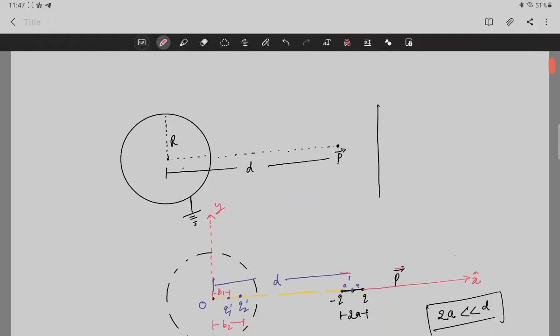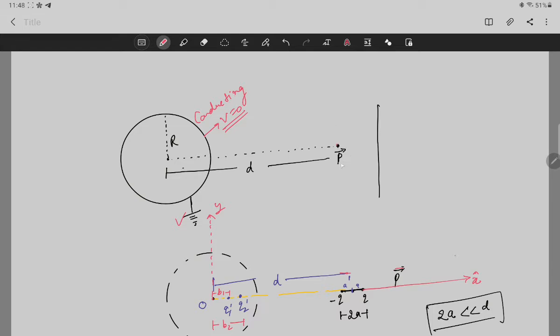So someone has asked a question: suppose there is a conducting sphere which is grounded, so the potential over it is zero. The surface of this conducting sphere will be a zero potential surface.